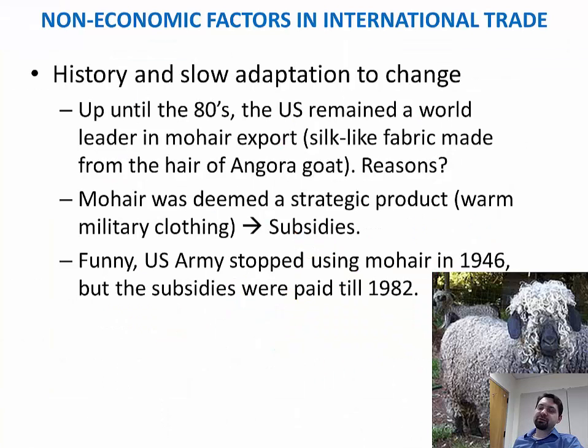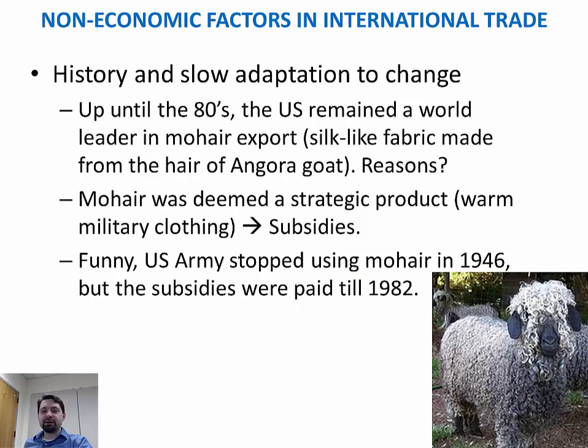Now, more examples of non-economic factors. Yes, comparative advantage theory, absolute advantage theory, Porter's diamond, all wonderful and beautiful and explain who should make what. But often you see a completely different picture. For example, here on the slide you see a picture of a so-called Angora goat. That Angora goat has very long hair, and that's what they use to make what they call mohair. It's basically a special sort of fabric. That's what they make sweaters from, or clothes from.